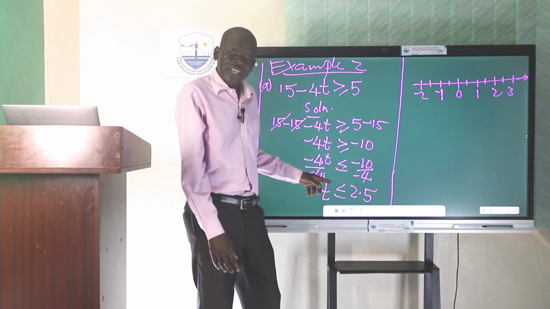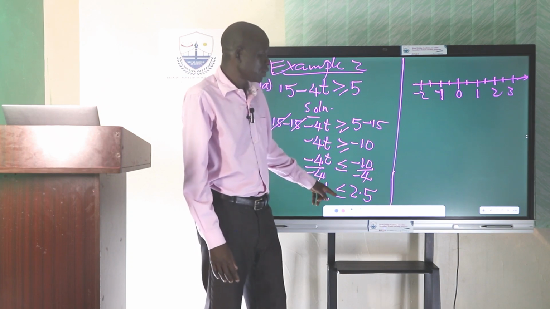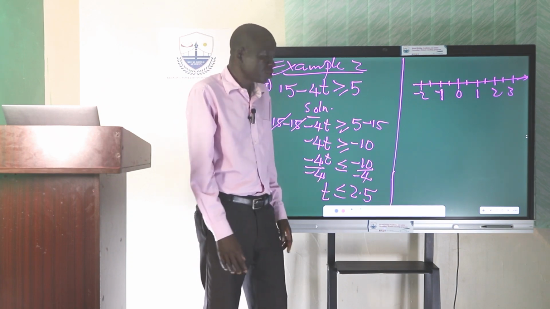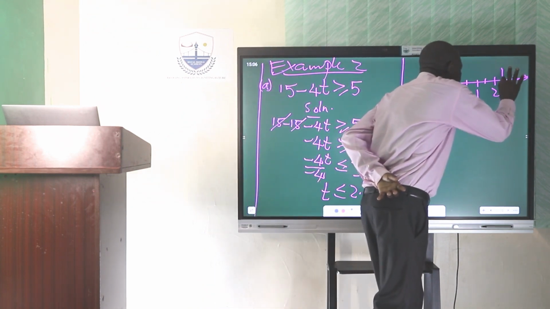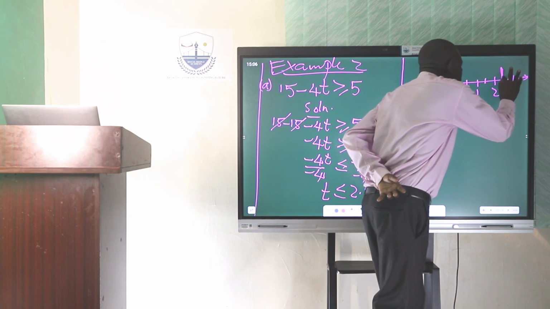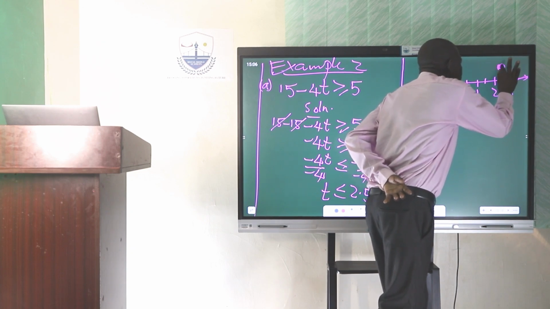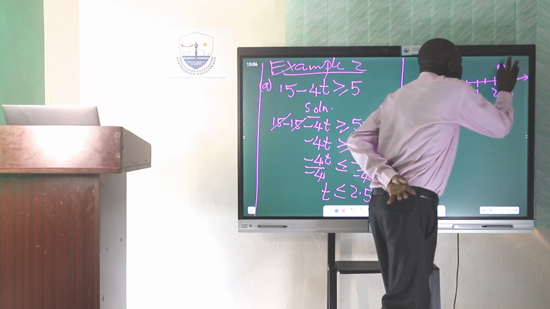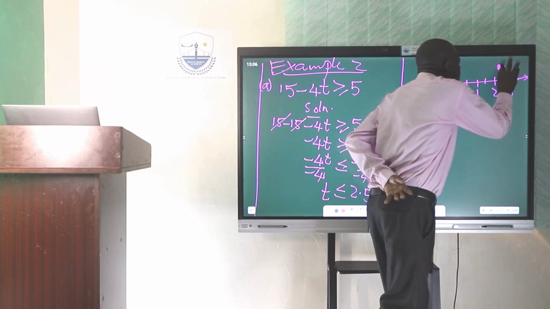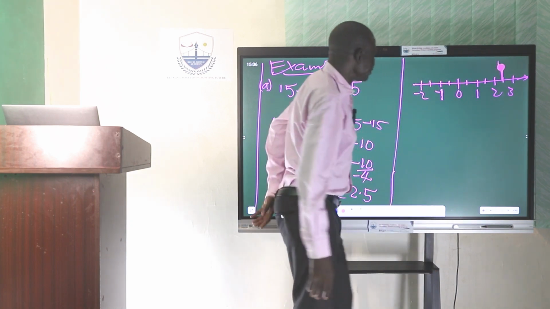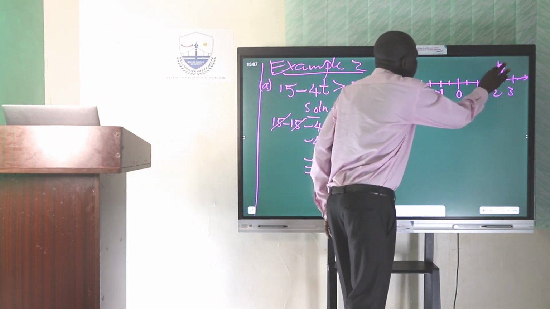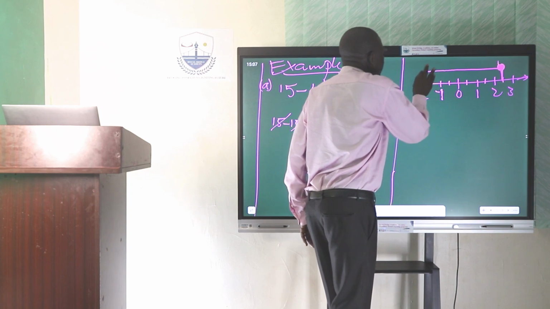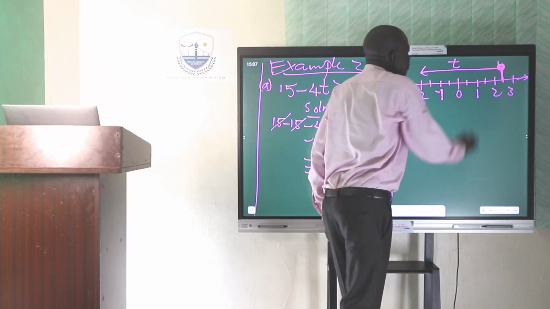Because we have the less or equal, it means that we are going to have a solid circle on top of 2.5. So our 2.5 is located in here. So we draw a solid circle on top of 2.5. This is how a solid circle looks like. We draw a circle and then we shade it. Then it goes to the left. We show the arrow by going to the left and then indicate t.